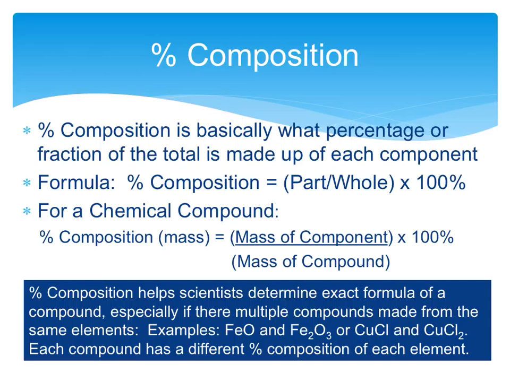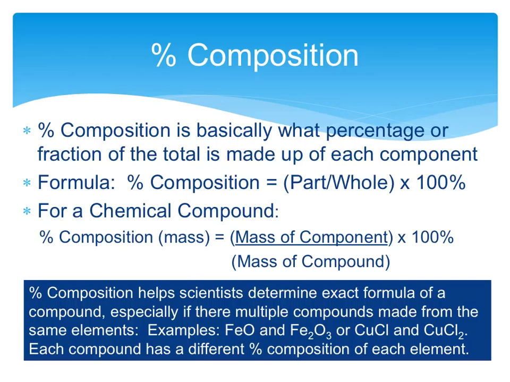And the reason why we do this is because this is going to help scientists understand what compounds they're using. Don't forget, there are several different versions of iron oxide. There's iron(II) oxide and iron(III) oxide. Both will have different percent compositions of each element. So by understanding what the percent composition is for each element in a particular compound, you will be able to determine what that compound is.